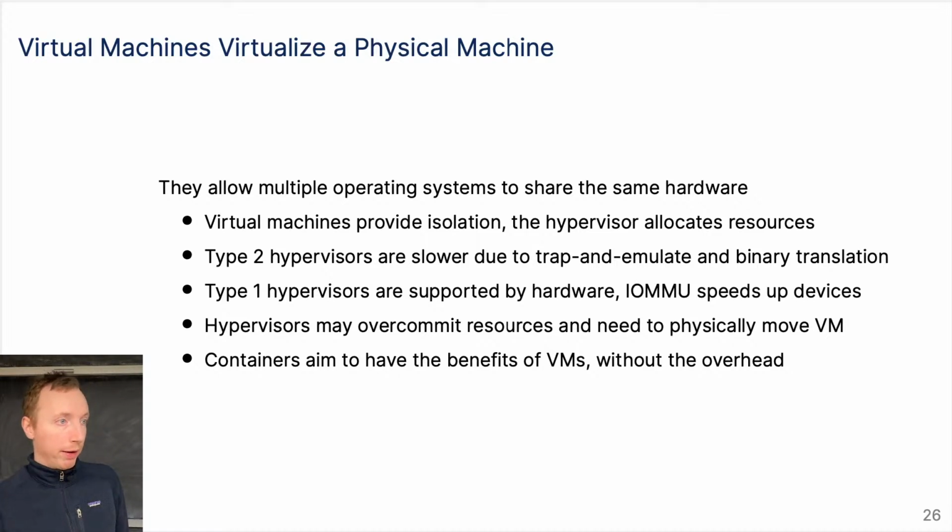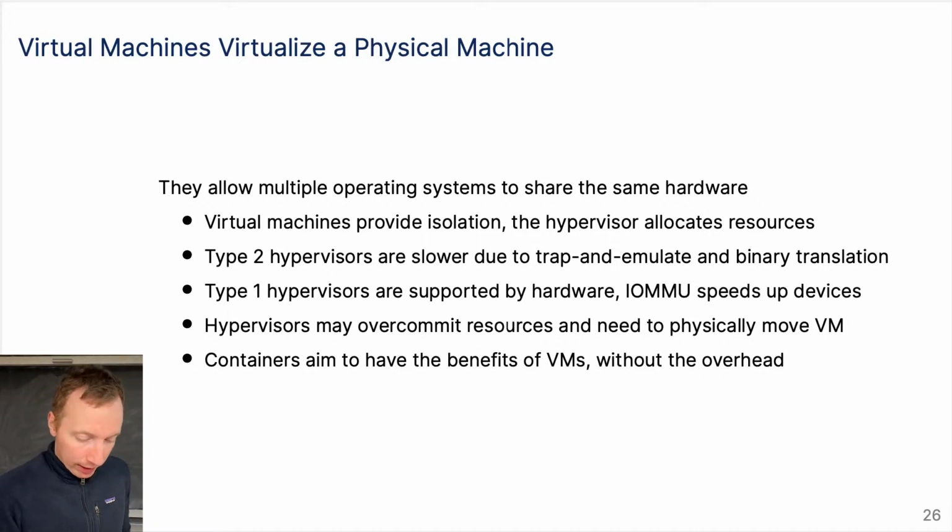Then type 1 hypervisors actually have hardware support. They have I/O support, something like an IOMMU, which is going to speed up access to devices by just giving that virtual machine access to the physical device. And then hypervisors might overcommit on resources and need to physically move a VM, which you are able to do with virtual machines. You can move them across servers, and that's why any single cloud provider only uses virtual machines. And then containers try to have the benefits of virtual machines without the overhead by basically not providing a kernel.